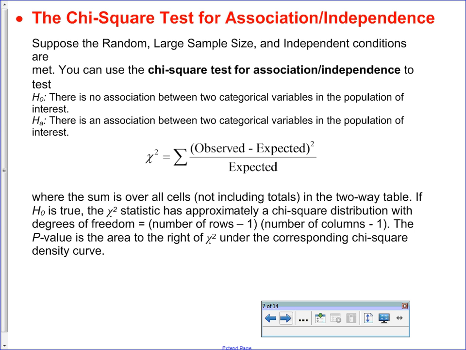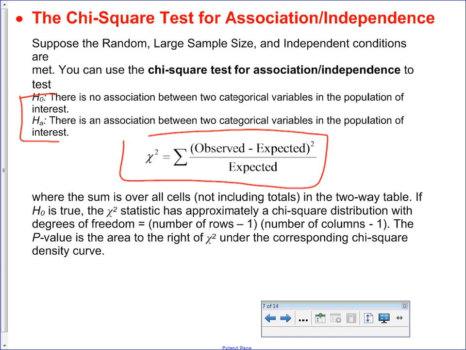So, the conditions for this test are the same as for homogeneity. We have our null hypothesis: there is no association between the two variables, or there is an association. The chi-square is the same, and the degrees of freedom is the same. The only difference is the way the data was collected, and we'll talk about that at the end.